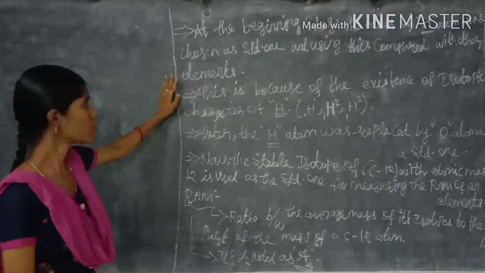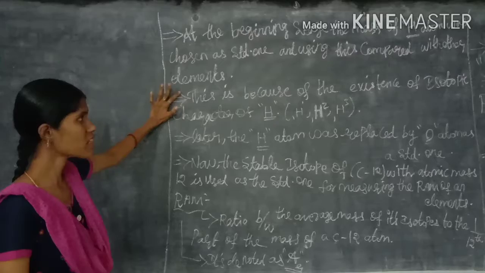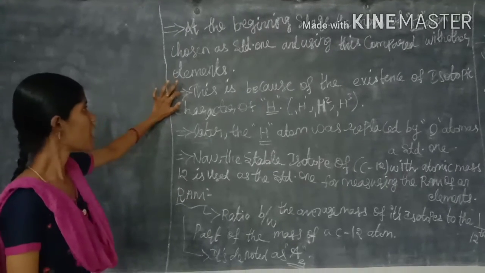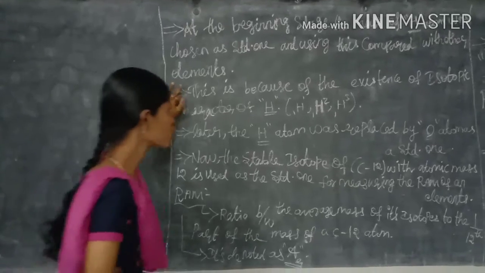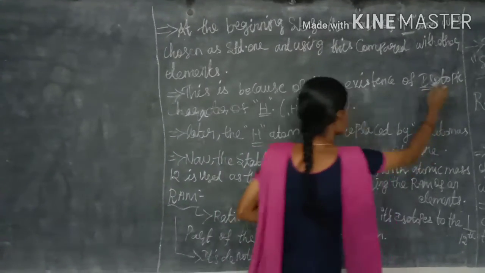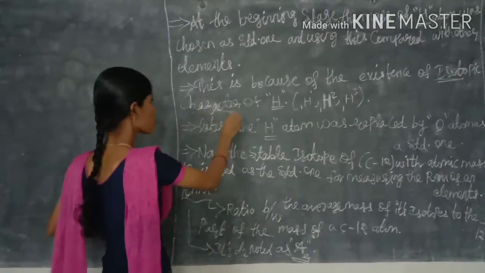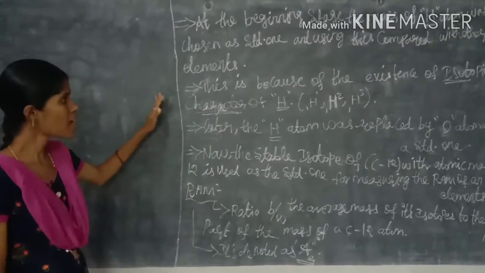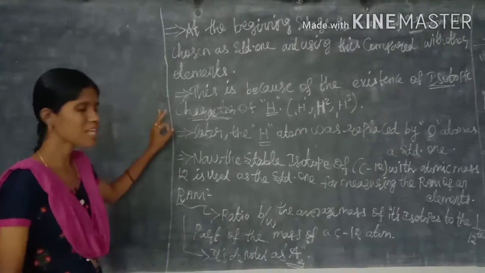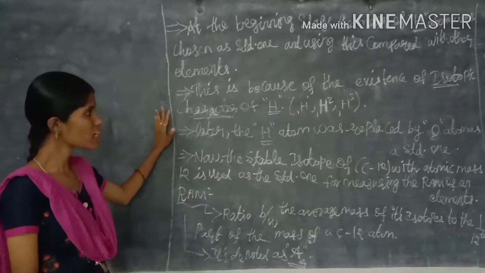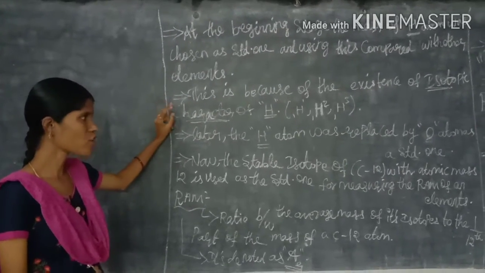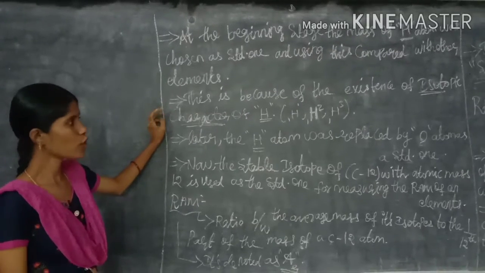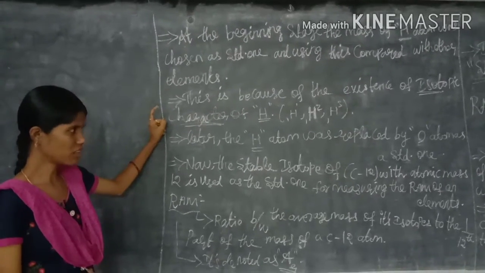Why did they choose the hydrogen atom? Because of the existence of the isotopic character. Hydrogen exhibits isotopic character. These are the three isotopes of the hydrogen atom, that is H-1, H-2 and H-3, protium, deuterium and tritium.